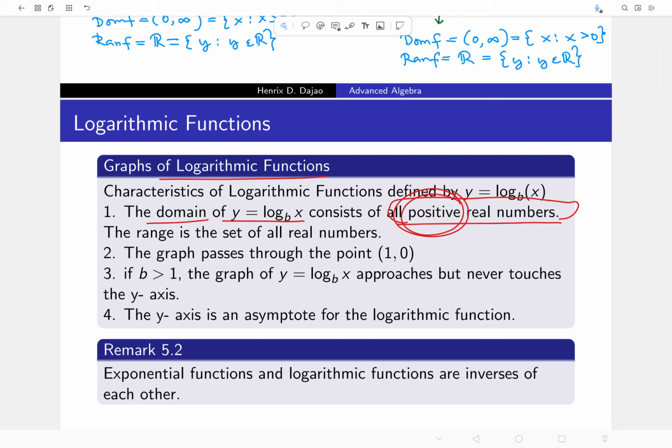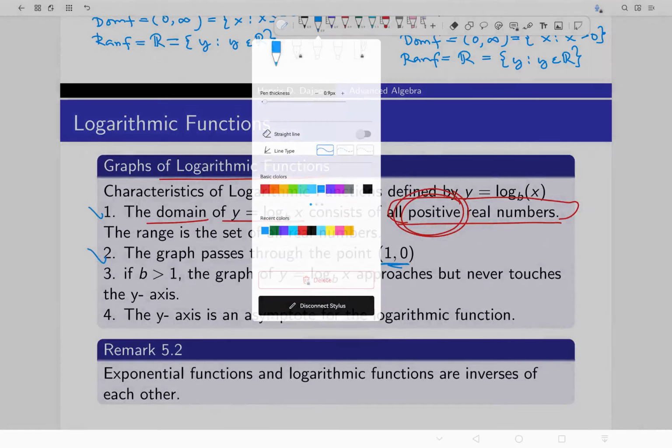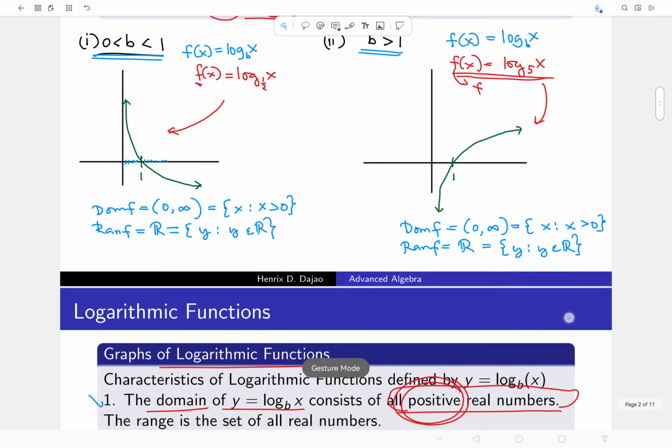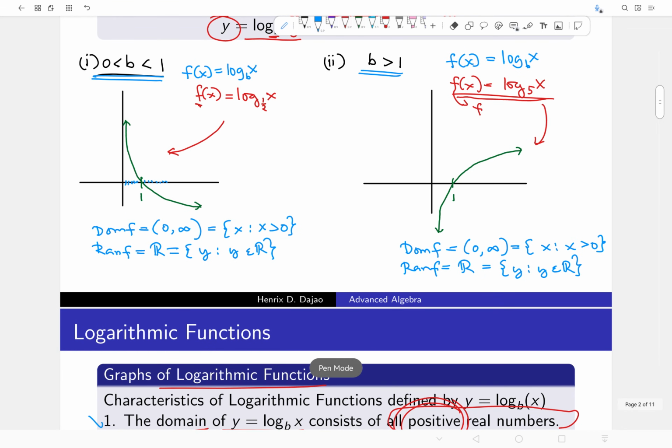Okay, the next characteristic is that the graph passes through the point (1, 0). It is very obvious in our graph that it really passes through that point. Similarly for this one, we have (1, 0). So the graph passes through the point (1, 0), so the x-intercept is 1.